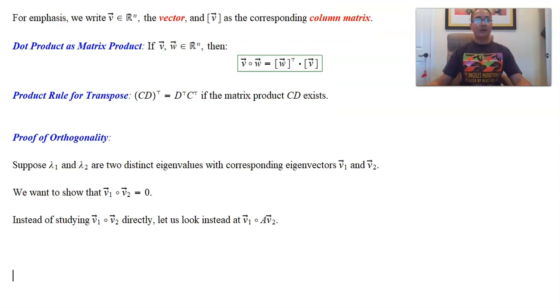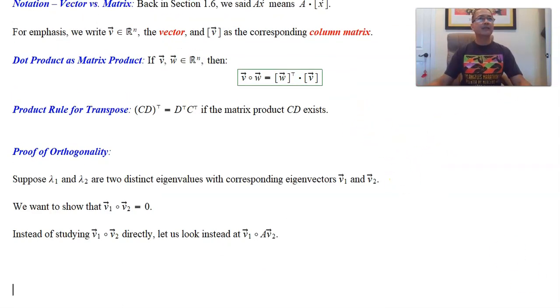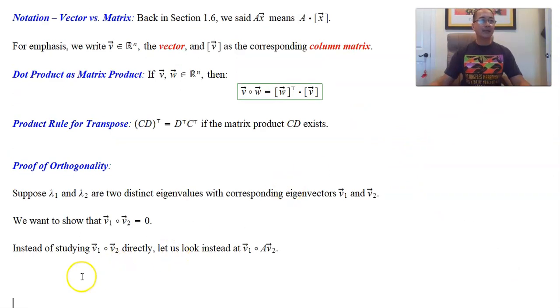Okay, so we are going to use all this preparatory stuff that we talked about up here. Maybe I should keep it. Let me keep it like that for now. Okay, so one step at a time. V1 dot AV2. Okay, start with that.